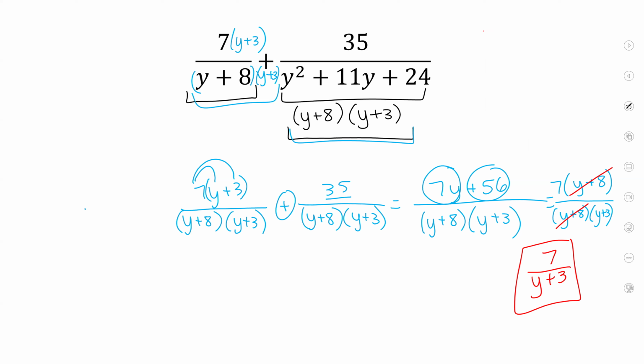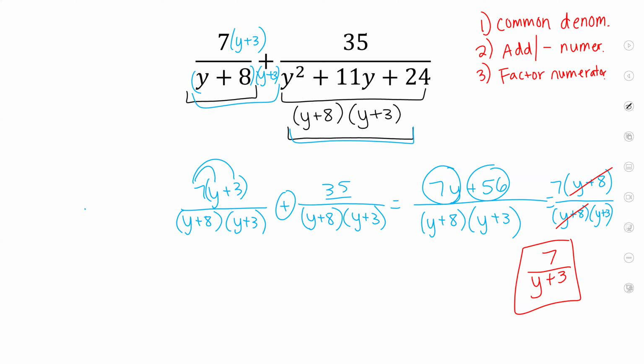So let's review. First, get the common denominator. Then add or subtract the numerator. Then factor the numerator if you can. And then cancel stuff out. Cancel if you can. You want to simplify. All right, so those are your steps.